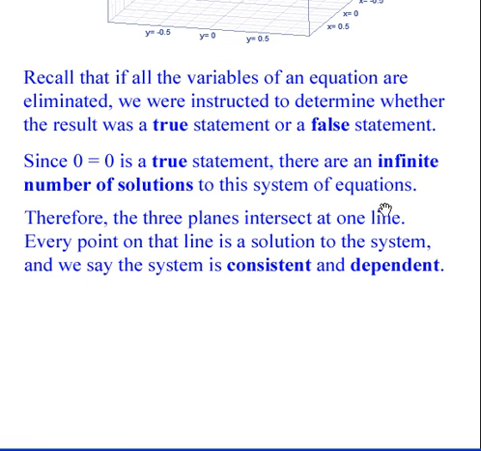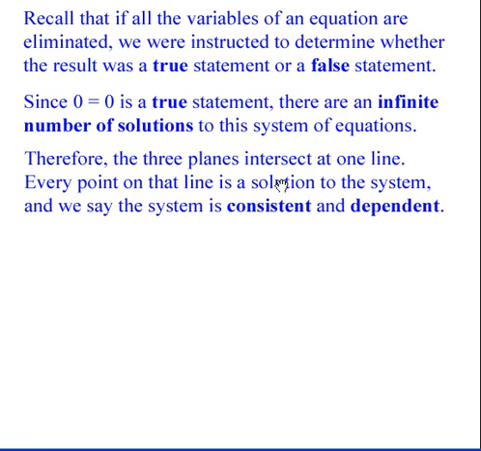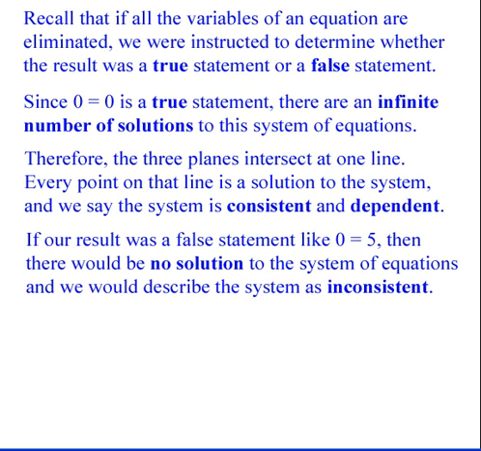Now, the one other thing, early in the school year, we said, well, what if you got a false statement? So let's just pretend that when we were combining those last two equations, instead of getting 0 equals 0, we got 0 equals 5. Which is a false statement. So if that occurs, that means there's no solution. And it's not possible at all for 0 and 5 to be the same. There's no solution, and our vocabulary word for that is inconsistent.